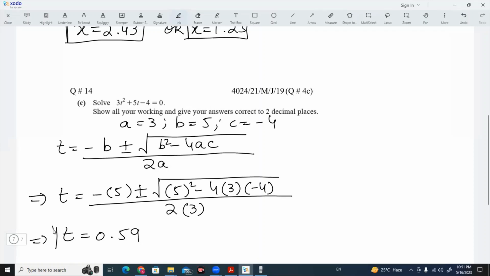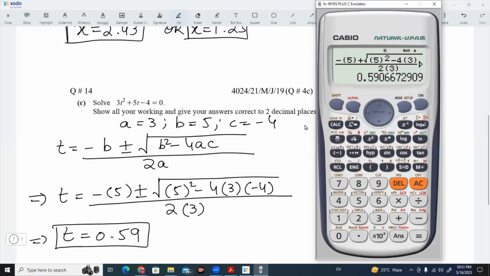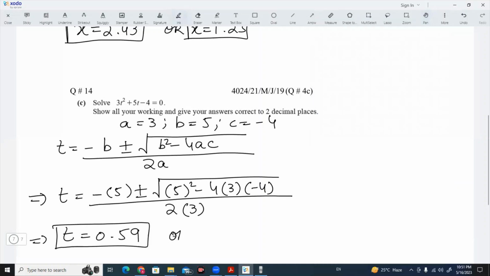So what about the second? For the second, we have to change the sign again in the calculator. No hard and fast working is required. So bring the cursor before the square root sign in the numerator. Change this positive into negative and press equals, and then convert to decimal. It will be minus 2.26 because 7 is greater than 5. So t equals minus 2.26. This is the answer for t, the second answer.